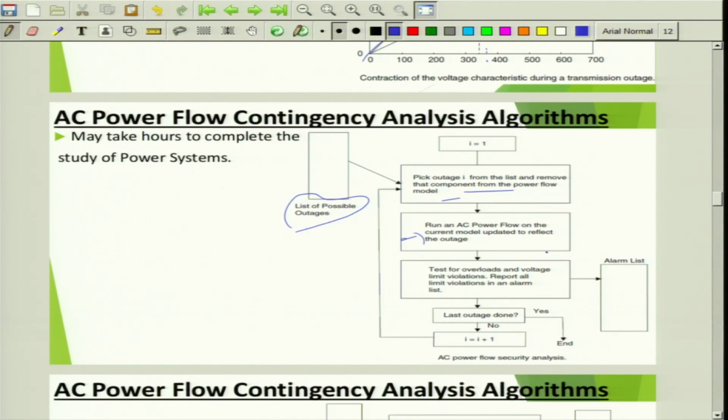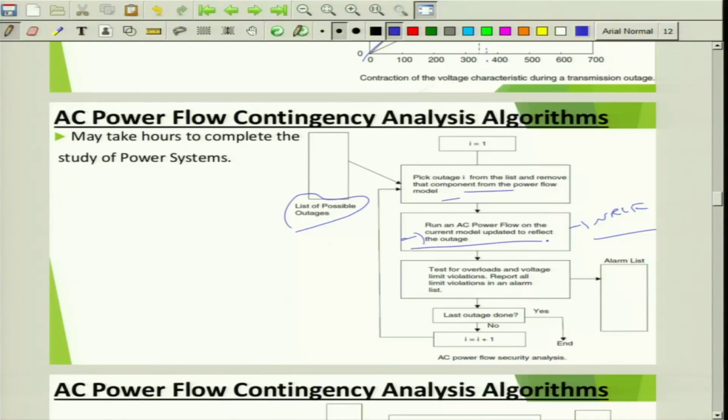Carry out the AC power flow, using, let us say, Newton-Raphson load flow. You remove one component and see whether the limits are violated or not. We took a simple case study and could solve it, but in a large power system network, you need to carry out AC power flow analysis using Newton-Raphson. You cannot do it with Gauss-Seidel because that takes a lot of time. So Newton-Raphson is a feasible option.